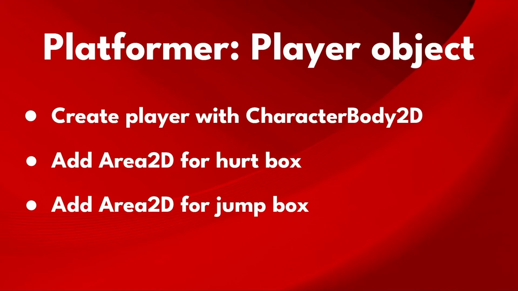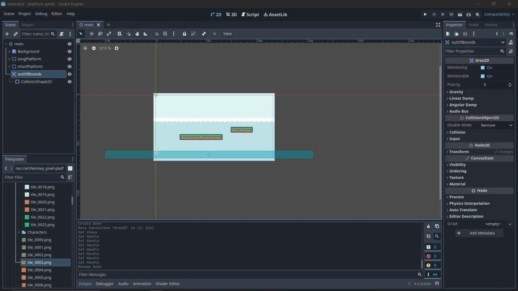In this section, we're going to get started creating the player object. We're going to start off by creating the player with a character body 2D. After that, we're going to add an area 2D for the hurt box and another area 2D for the jump box. Let's go ahead and get started.